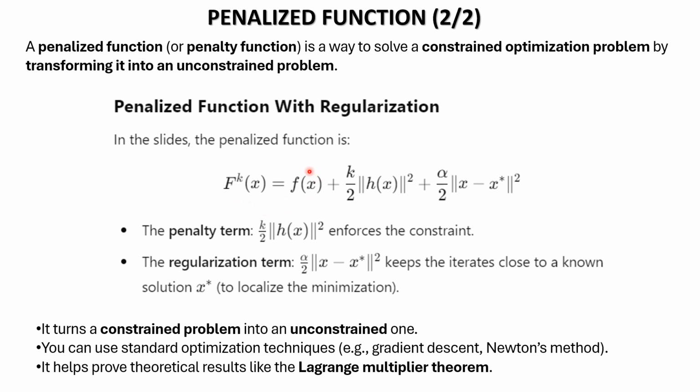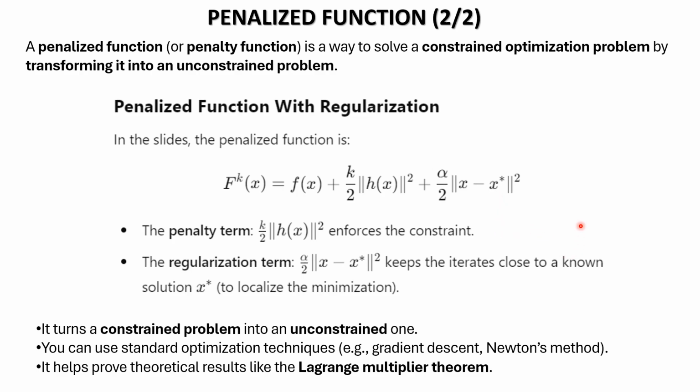So we have considered our initial objective function and then a penalization term, but here we have added a regularization term, alpha over 2 multiplied by the squared norm of the distance between x and x star. It keeps the iterates close to a known solution x star to localize the minimization.